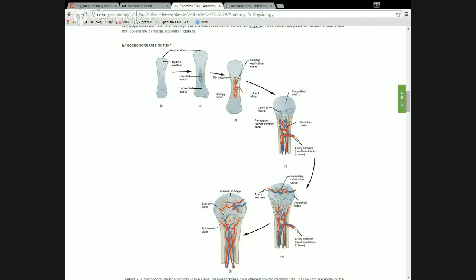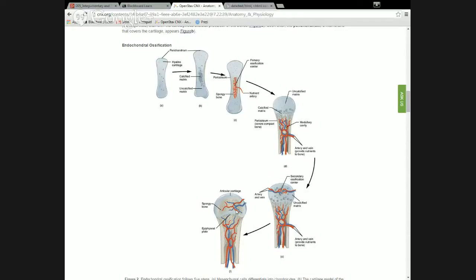Okay. Now, in this picture, they just show one epiphysis going through this process, but the other epiphysis is doing the same thing. There are two secondary growth centers, two secondary ossification centers, one in each epiphysis. Okay. The primary one is the first one that makes the diaphysis.